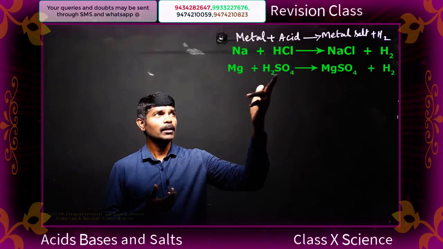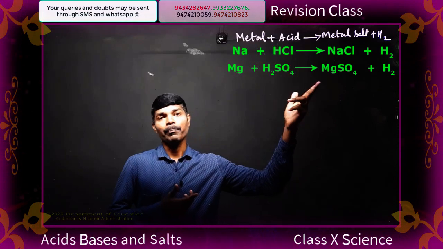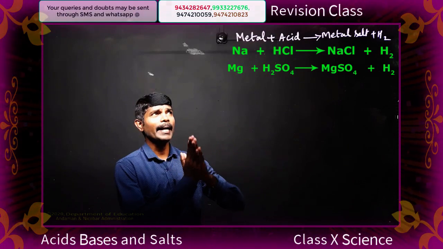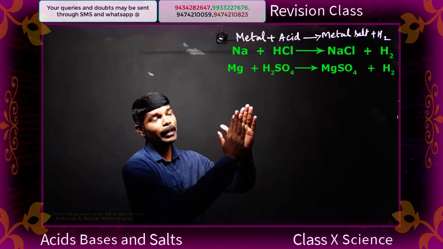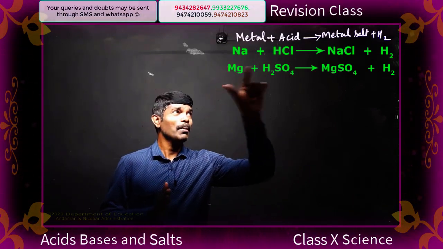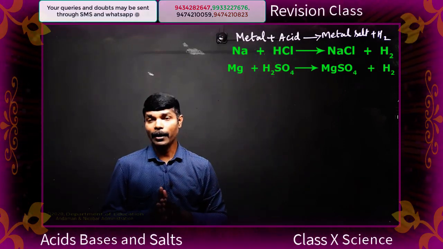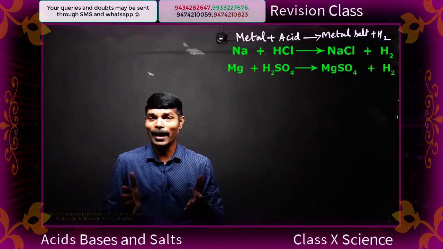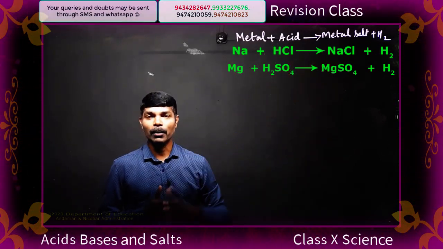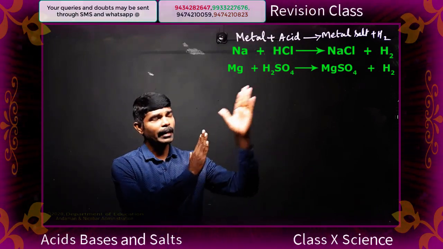If magnesium reacts with sulfuric acid, then we will get magnesium sulfate and hydrogen gas. So we can see that in all the cases, whenever metal reacts with the acid, we get the corresponding metal salt and hydrogen gas. This is one of the important things. Always remember the general equation: metal plus acid gives metal salt and hydrogen gas. Here one thing remains constant. What is that? It is hydrogen gas. In all these cases we get hydrogen as one of the products. So we can say that when metal reacts with acid, a gas is evolved, and that gas is hydrogen gas.